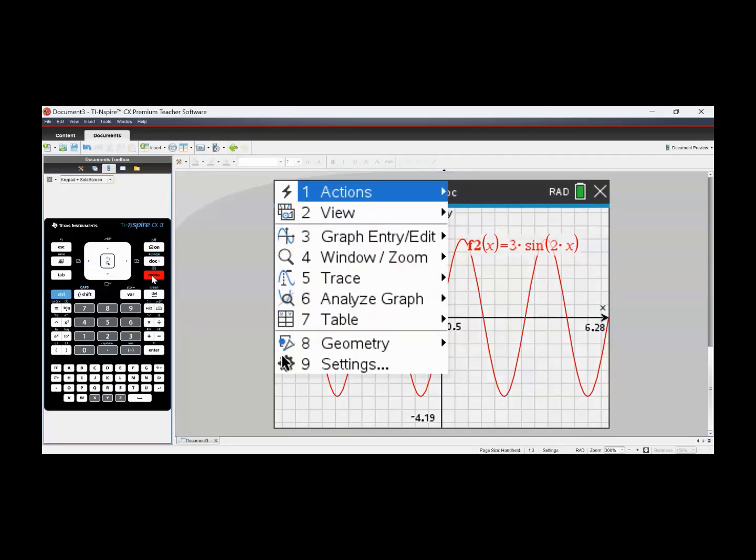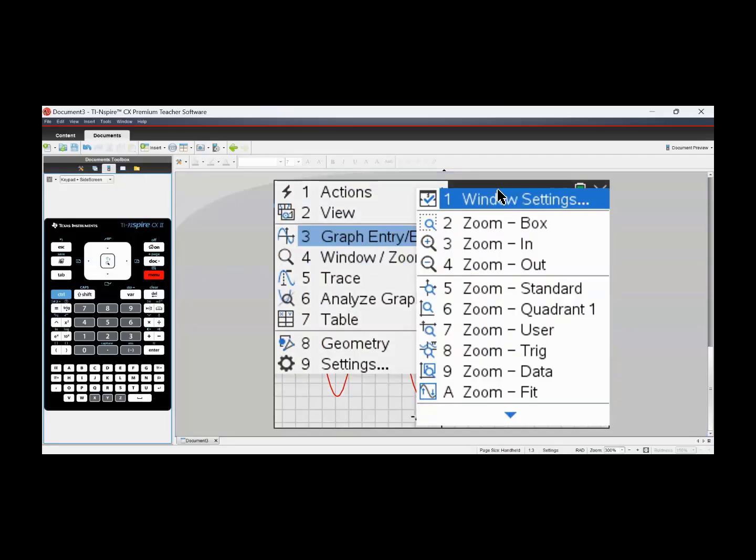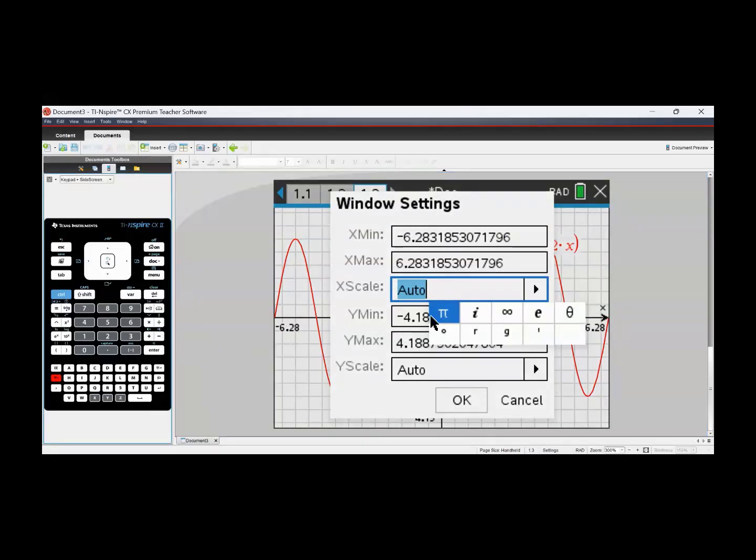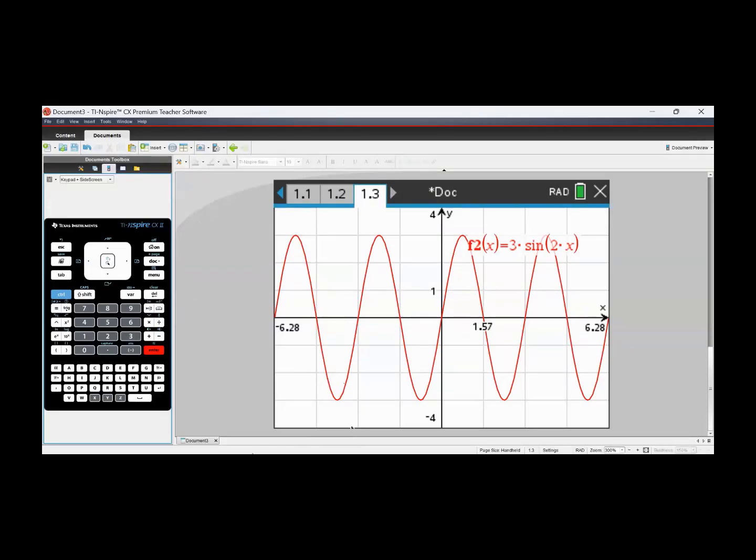Now we're going to make that even better. So we're going to menu. We're going to window zoom, and we're going to window settings. We're going to leave the negative 2 pi to 2 pi, but we want to count by pi over 2. So we're going to use our pi button over here, pi divided by 2. Did you know you could put division problems in there? You can. Tab, let's just change this to a nice integer, negative 4, tab 4, tab. Let's count by ones on our y-axis, and we'll tab to OK and hit enter. Now we have our graph.